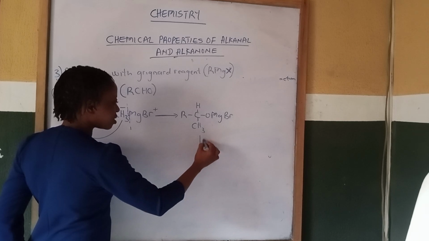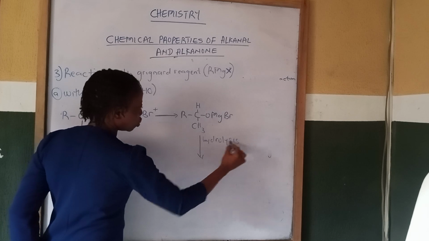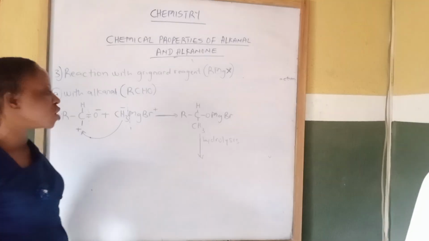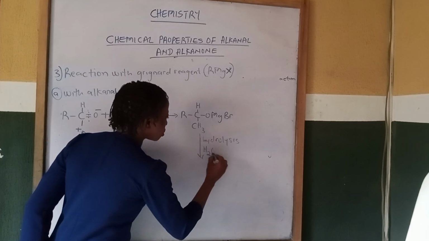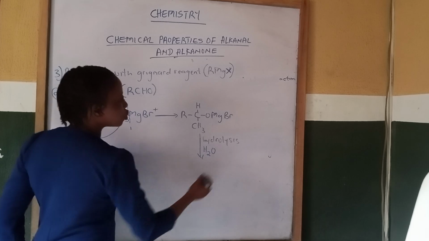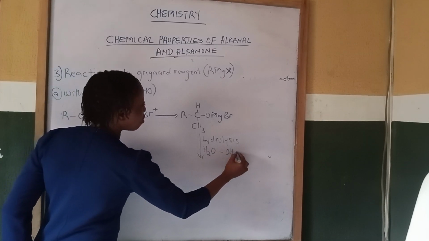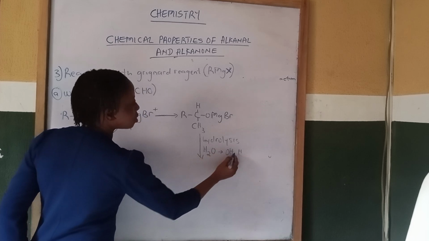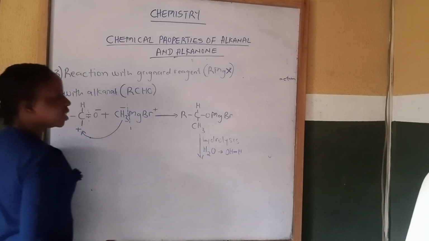So hydrolysis. Then what is the meaning of hydrolysis? Hydrolysis means addition of water. So you add water molecule. Your water molecule can now be broken down to OH and what? A hydroxy ion. So it will give you OH and H.